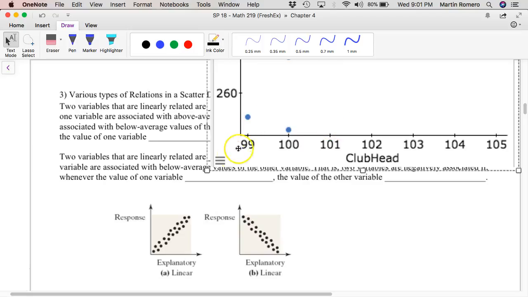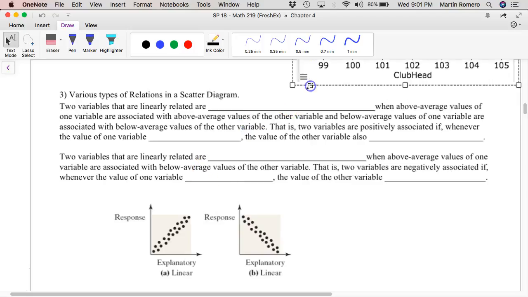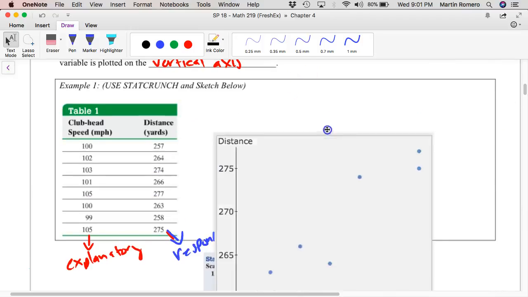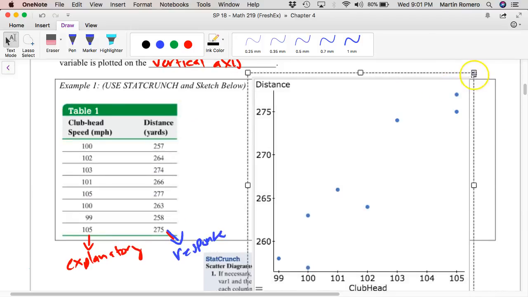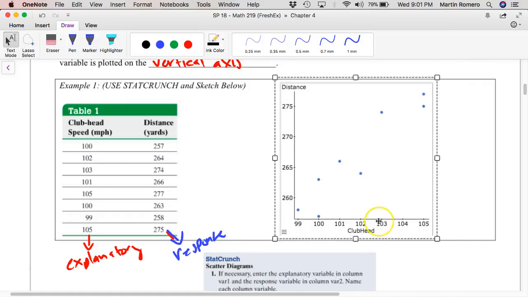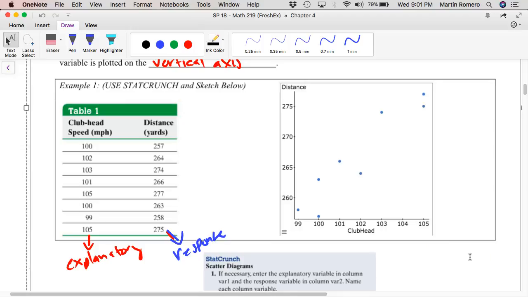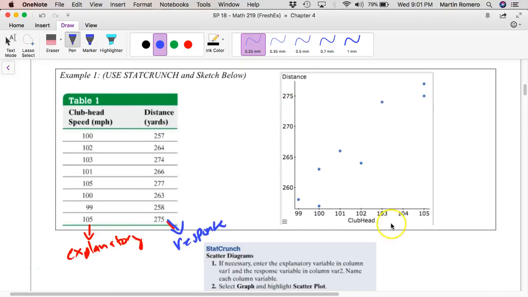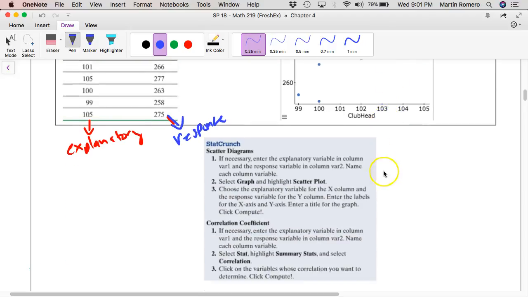And so there is what the graph would look like. There is your first scatter diagram. That's what you'd want to put into your notes right there. So you have that relationship, and you can see there seems to be some relationship we're going to describe. You have your graph: the speed of the club head explains or predicts how far the ball will travel. So it looks like there's some relationship.